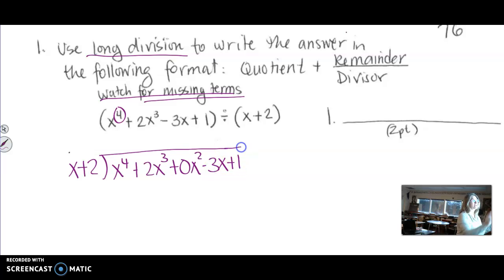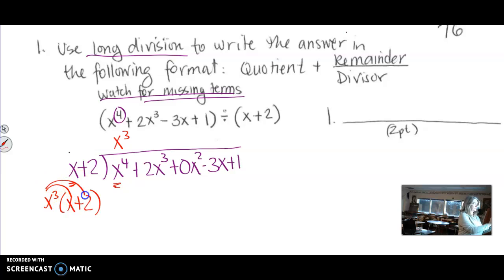Okay, so long division. We look at the first term in the divisor, x, and the first term in the dividend, x to the 4th, and think: what do I have to multiply x by to get x to the 4th? The answer is x to the 3rd. Then we multiply x to the 3rd times our divisor. If you have not watched the videos on how to do long division, you should probably stop and watch those first and then come back to do this.